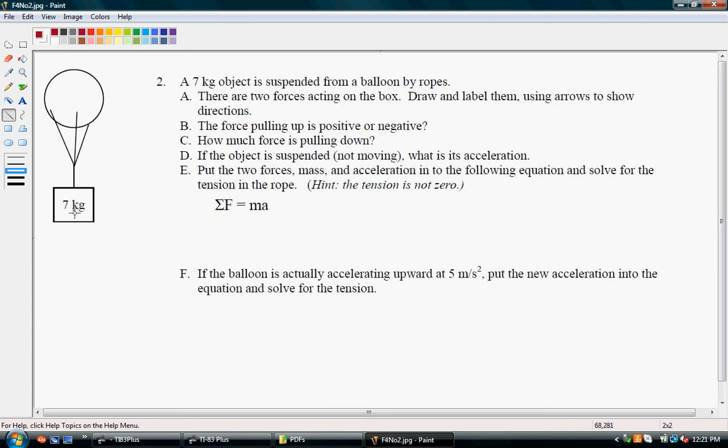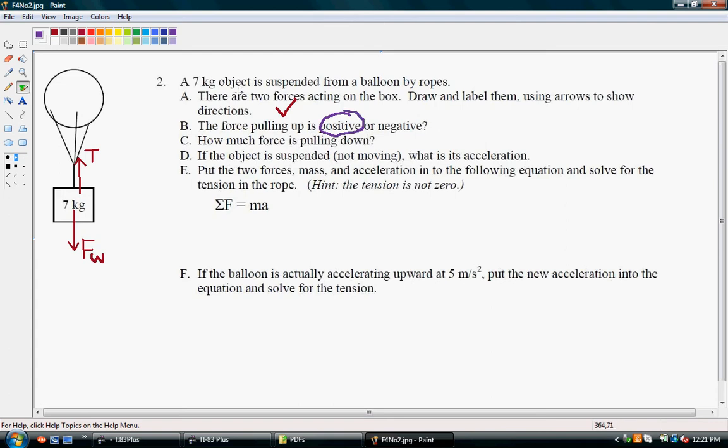Since it's on Earth, we have the force of weight, and since it's being pulled up by a rope or string, we know we have a tension force. This would be the force of weight. Alright, so we can check that off. The force pulling up is positive or negative? Well, it's pulling the object up, so it's going to be positive.